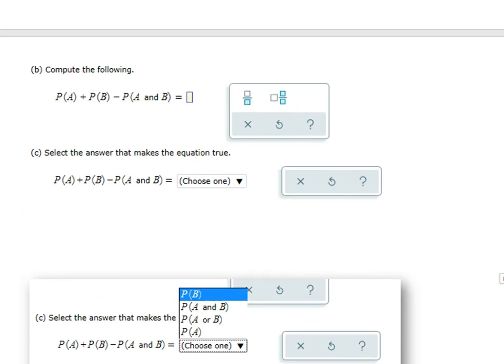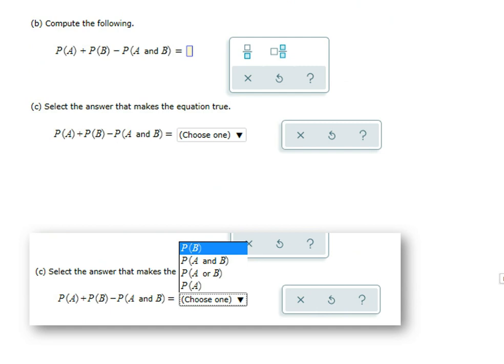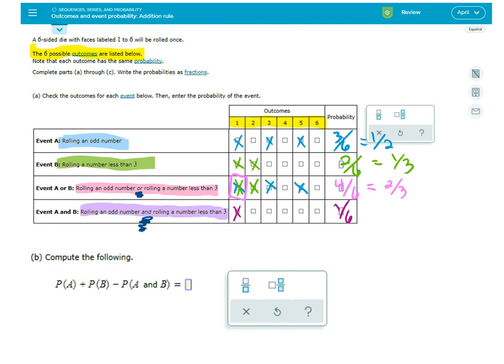Part B says, whoops, sorry about that. Find the probability of A plus the probability of B minus the probability of A and B. I'm going to pause this for a second. Okay, I'm back. That didn't lay out the way I wanted it to, so I want to move this back up. So part B is find the probability of A plus the probability of B and then subtract the probability of A and B.